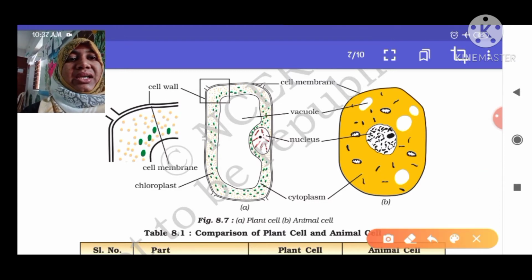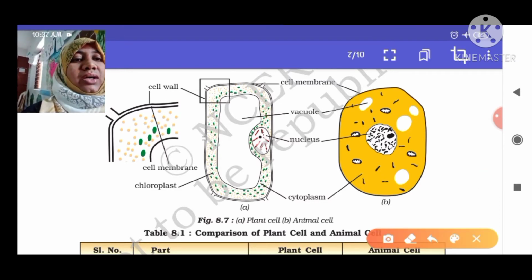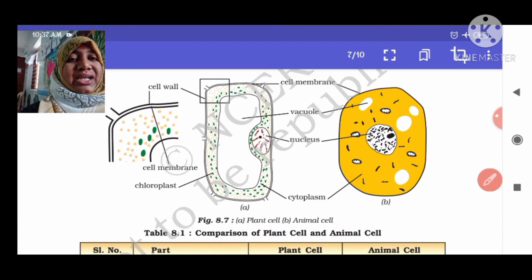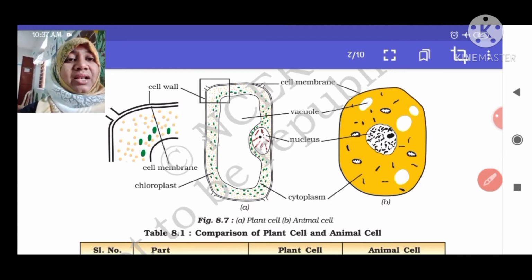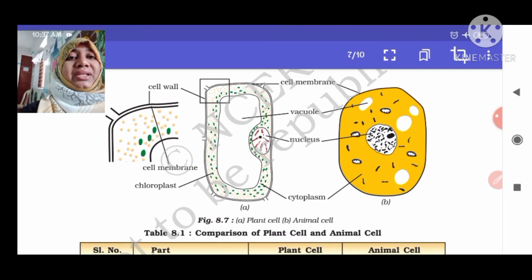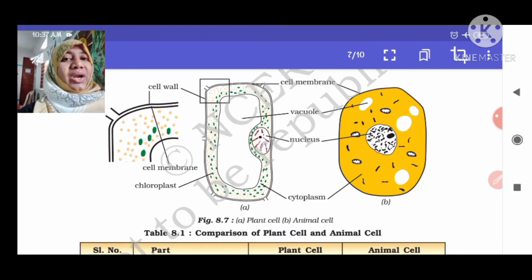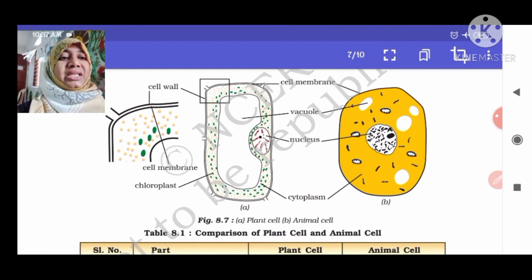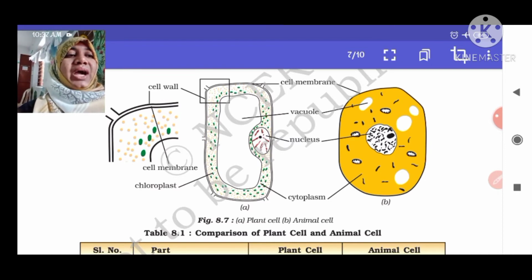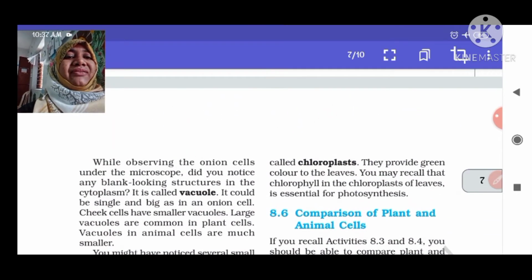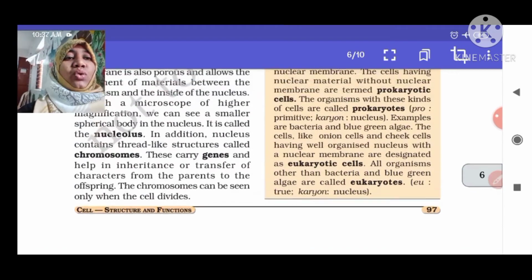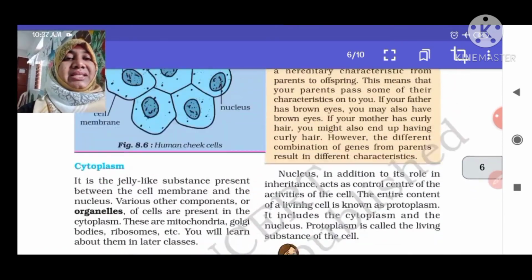The next thing is we have here mitochondria, then we have ribosomes. Both are present. Mitochondria is nothing but the powerhouse of the cell, whereas ribosome is nothing but the protein factory. The proteins which are required for the growth of an organism are provided by the ribosomes. As you see here, the different structures they have given: chloroplast is there, plastid is there.